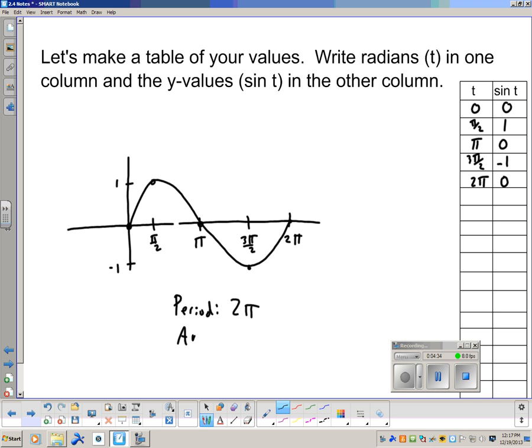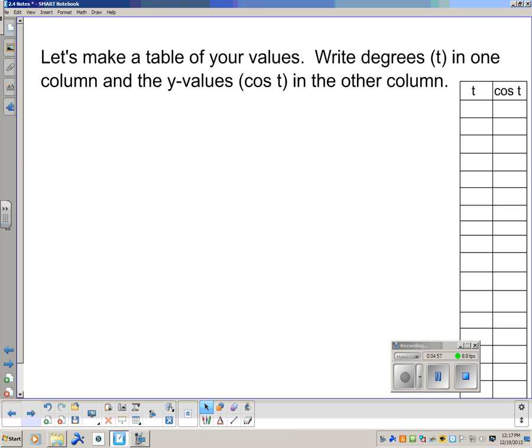The amplitude, no different from your other sine graph there. Here's the line that goes straight through our graph there, and distance here would be 1. And distance here would be 1, so amplitude is 1. So now let's go ahead and let's do cosine. We've done sine, let's do cosine.